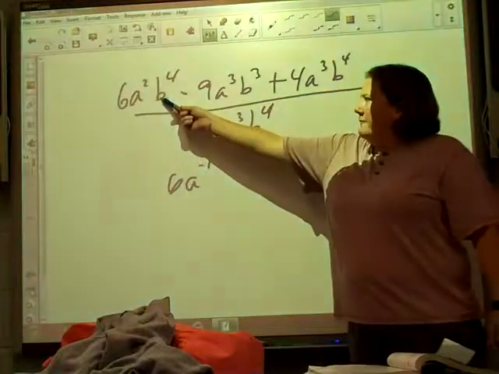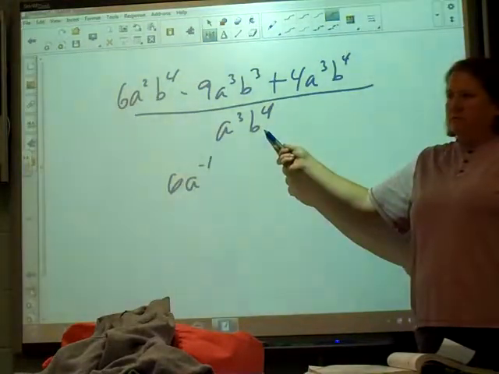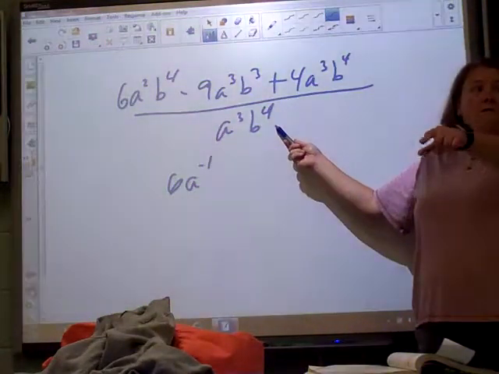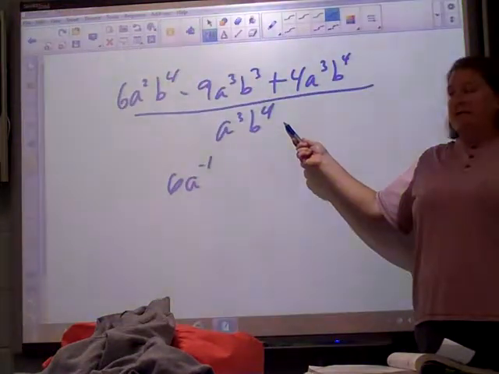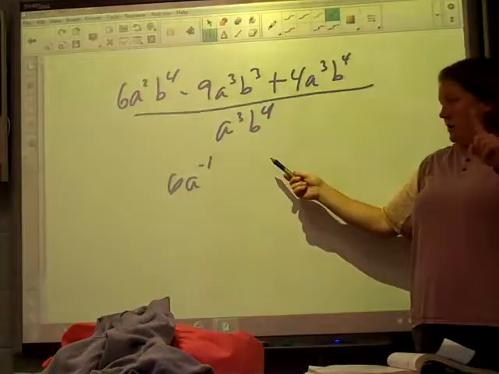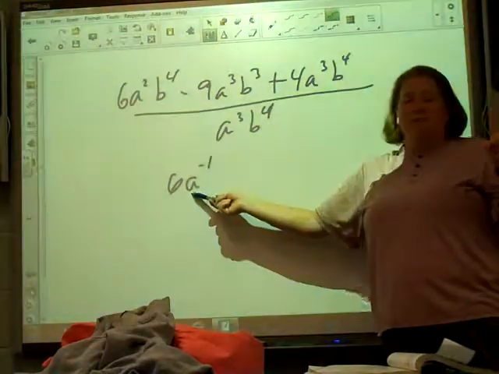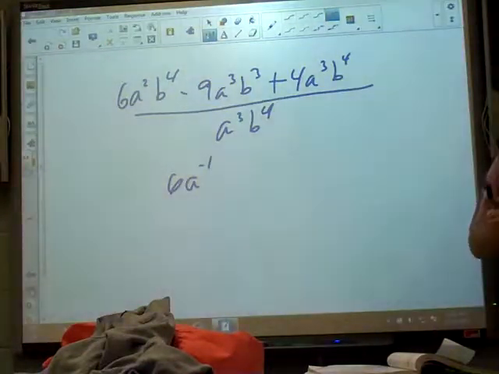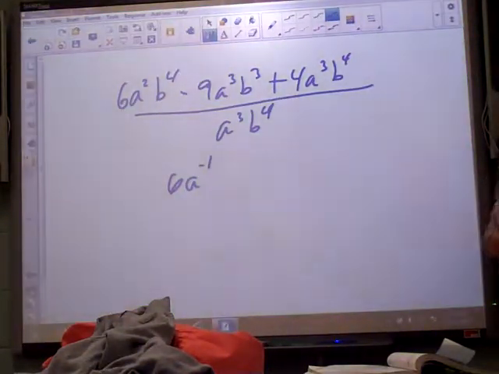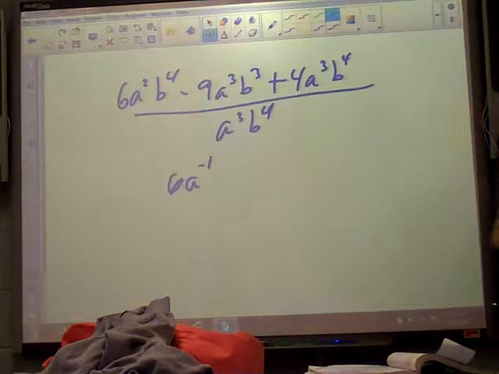What about a b to the 4th divided by a b to the 4th? Goes away. 4 minus 4 is 0. And what's anything to the 0 power? 1. Good job. Y'all remember that. And 6 times 1 stays 6. So like Kaylee said, it just cancels out. We're good on the first term.